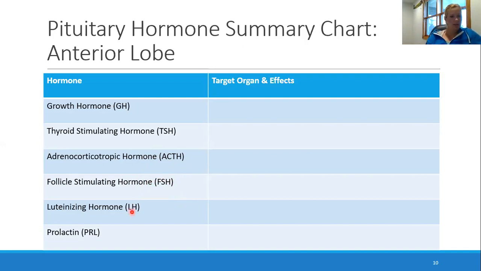Luteinizing hormone is going to stimulate ovulation in our females. So FSH and LH are going to work very closely together for the ladies. FSH is going to allow us to select a follicle, mature it, get it developed, and then luteinizing hormone says, okay, be released, and now you're ready to go into the world.